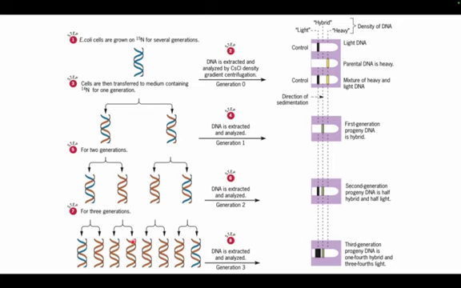And we see that as we increase the generation number, the number of hybrids will remain the same, right? Because the number of original template molecules is remaining constant. But what is going to increase is the number of newly synthesized DNA, and so the 14N band will become more and more intense, while the hybrid band will become less intense in comparison. So this is how it was proved by Meselson and Stahl that DNA replication is semi-conservative.